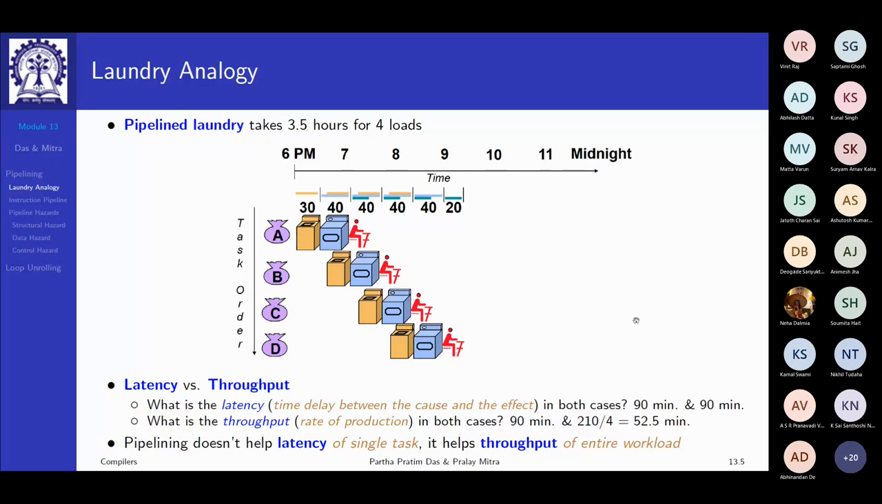There are two terms often used in this connection. One is called latency, and the other is called throughput. Latency is basically the time taken from the start to the end of the job. So what is the time I will take to actually get my clothes done? 30 minutes plus 40 minutes plus 20 minutes, so a total of 90 minutes I will need. As we pipeline, the latency will not change. Whether I'm doing a sequential laundry or a pipeline laundry, in both cases my latency will be the same.